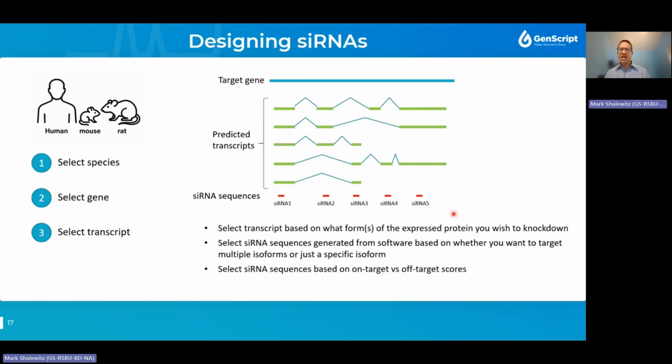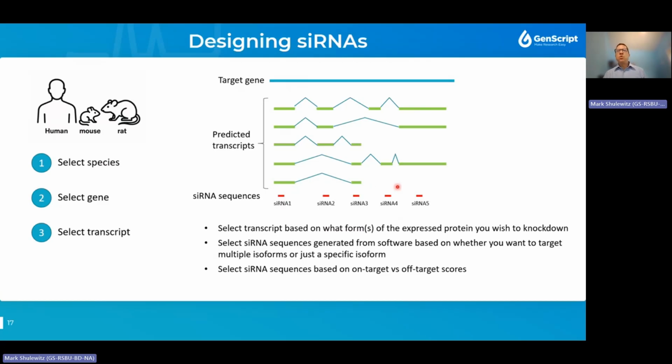The software tool would then identify siRNAs against different parts of the transcript. And so if you want to knock down every known transcript, just simply select an siRNA that recognizes a conserved region of the transcript or the gene. And that's represented by siRNA1. You can see it recognizes exon 1, which is present in all of these predicted transcripts.